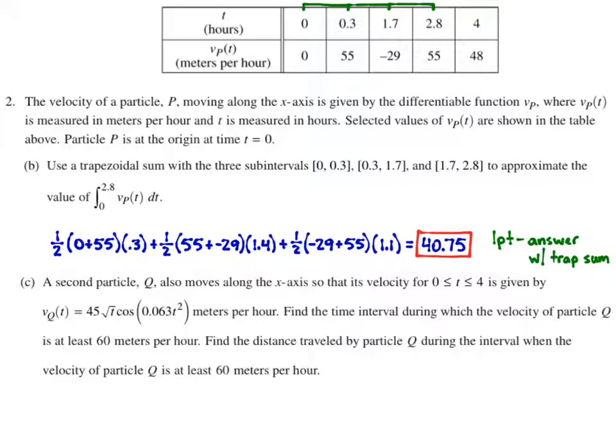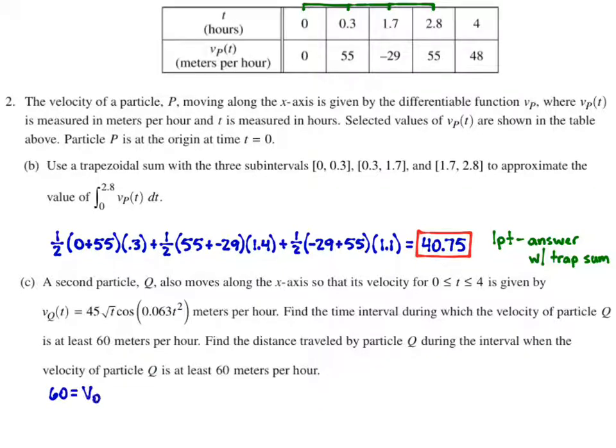All right, for part C, it says a second particle Q, also moving along the x-axis, the velocity is given by v sub q of t as a function. Find the time interval during which the velocity of particle Q is at least 60 meters per hour. So we are looking for when this velocity is at least 60 meters per hour.